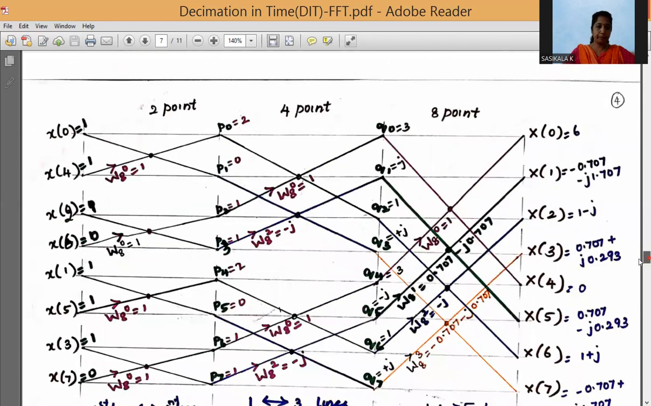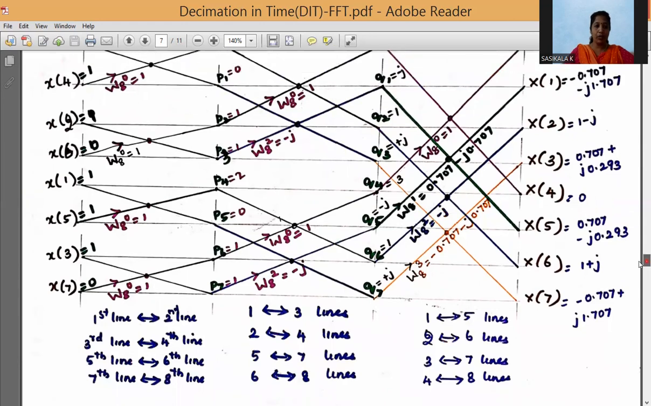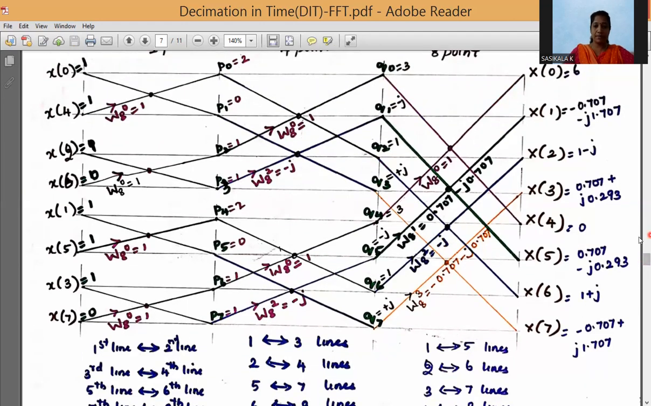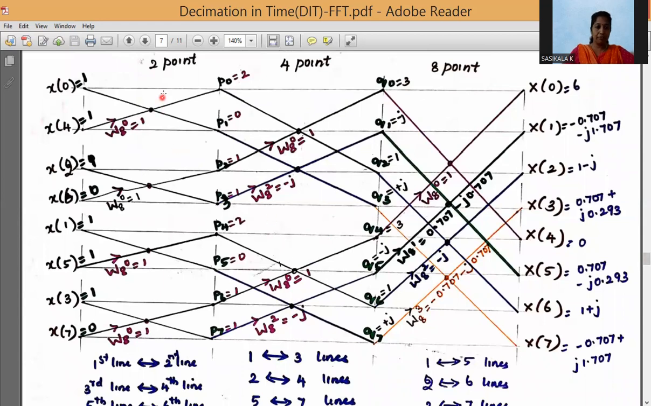So here in the 2 point, what I have done is, first on the left hand side, I have written all the inputs in the bit reversed order, and for each input, I have taken the values from the given problem. Since it is 2 point, we have 2 inputs and 2 outputs. So you have to consider the first 2 lines. So this is your first line and this is your second line. So for the 2 point, you have to consider only 2 lines, the first and second line.